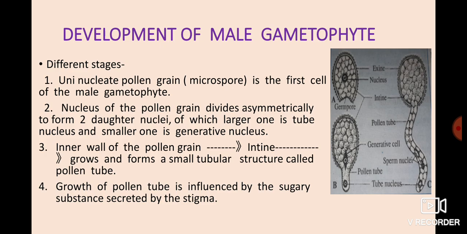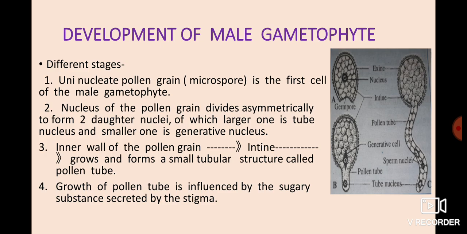Now let's go point by point. The uninucleate pollen grain, the microspore, is the first cell of the male gametophyte. The nucleus of this pollen grain divides asymmetrically. They don't follow a symmetry, so they divide asymmetrically to form two daughter nuclei, of which the larger one is called the tube nucleus and the smaller one is termed the generative nucleus. The inner wall of this pollen grain, known as intine, grows and forms a small tubular structure called the pollen tube. Growth of this pollen tube is also influenced by certain sugary substances secreted by the stigma.